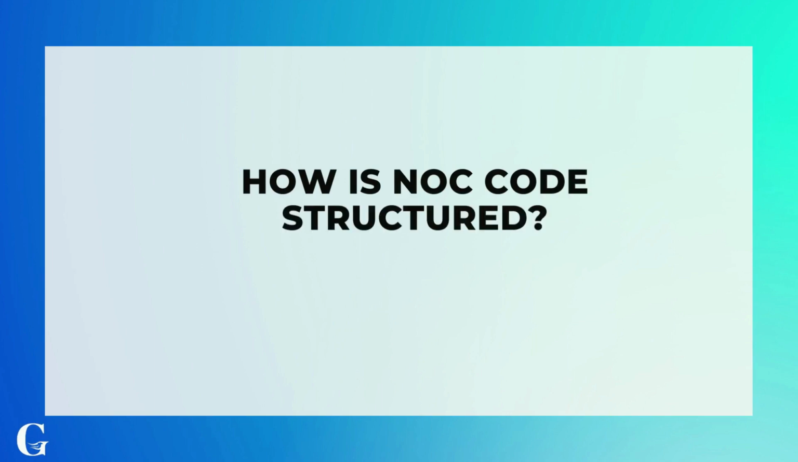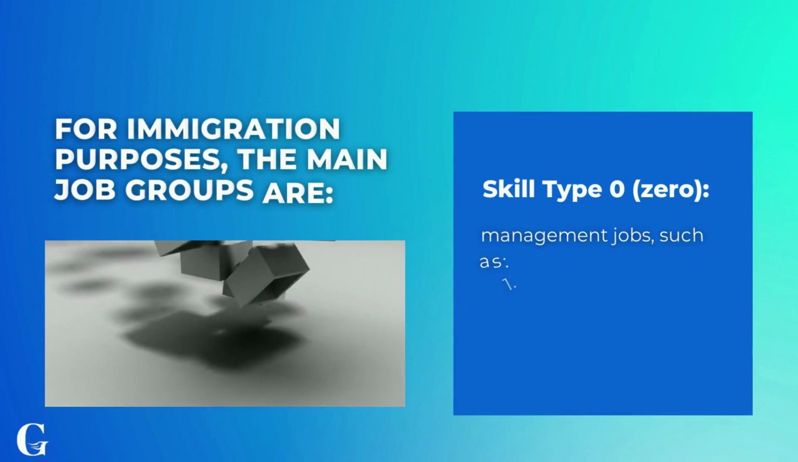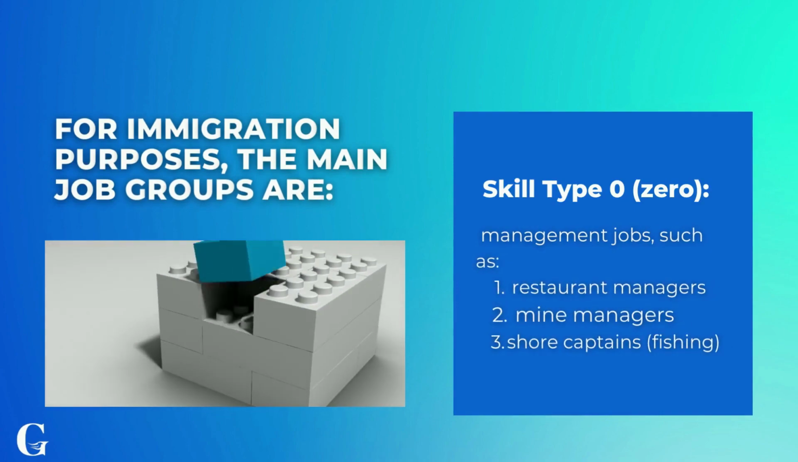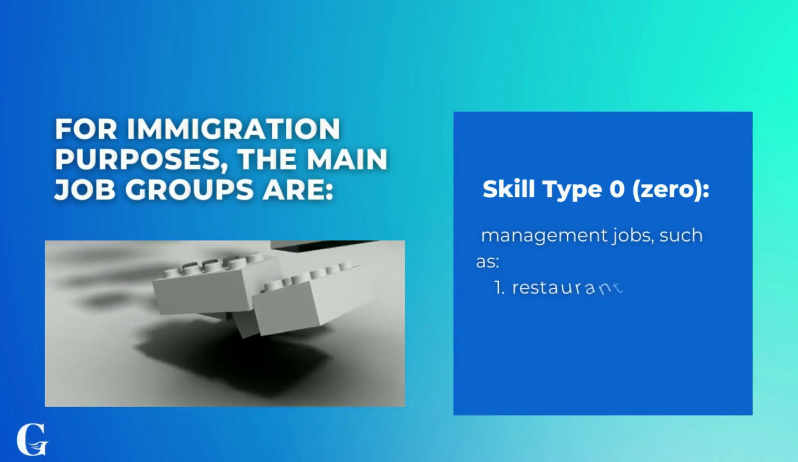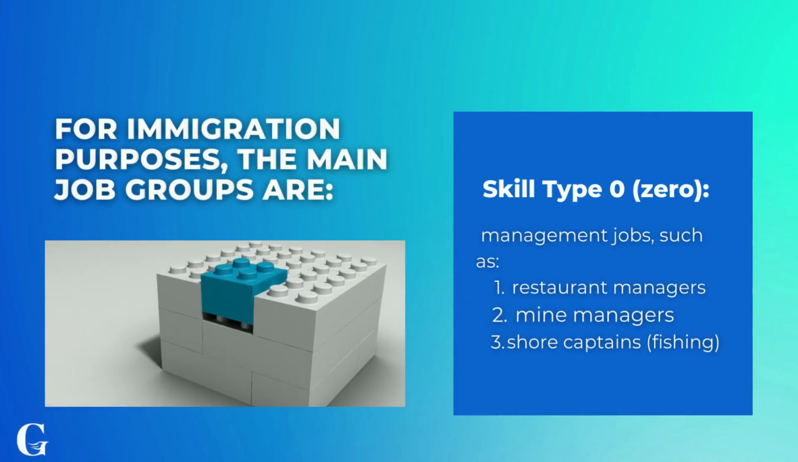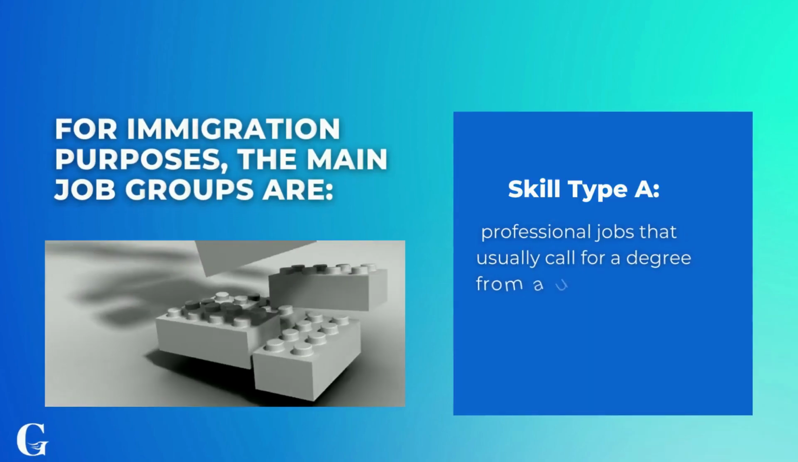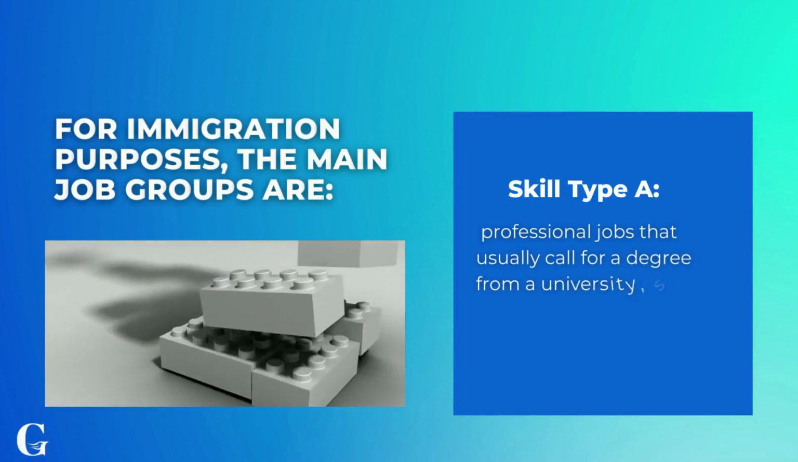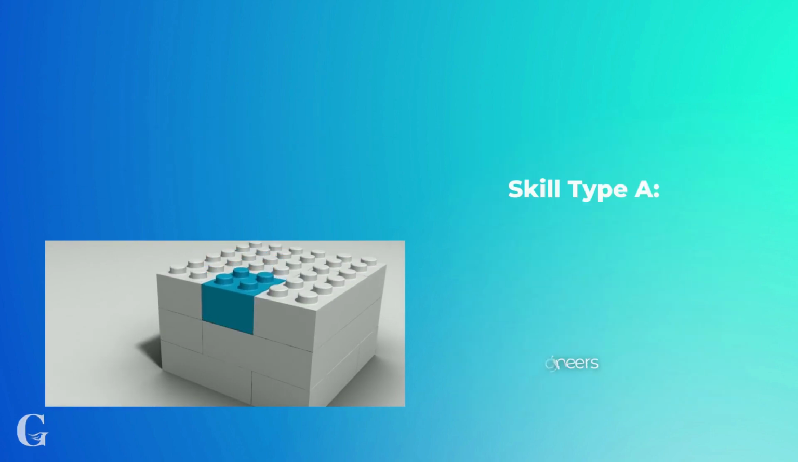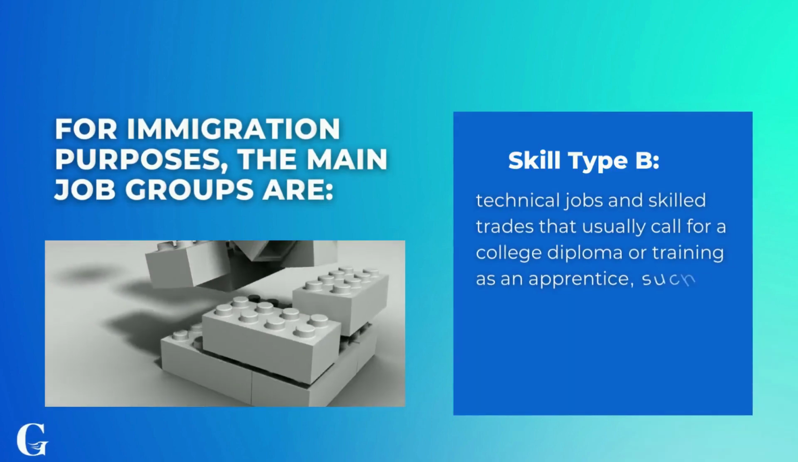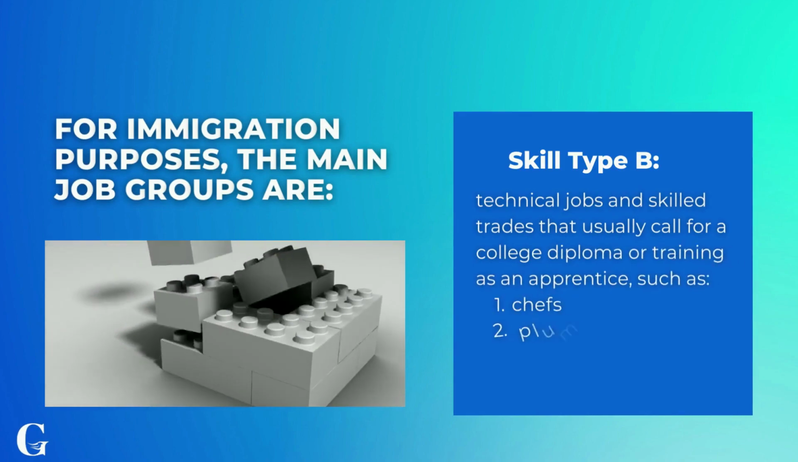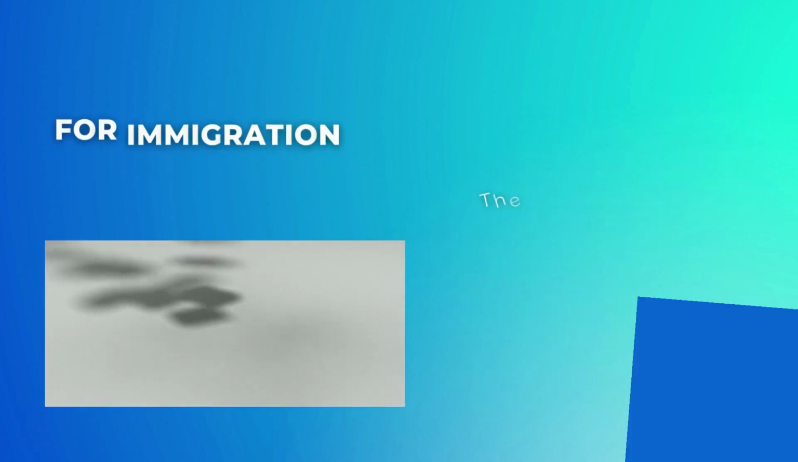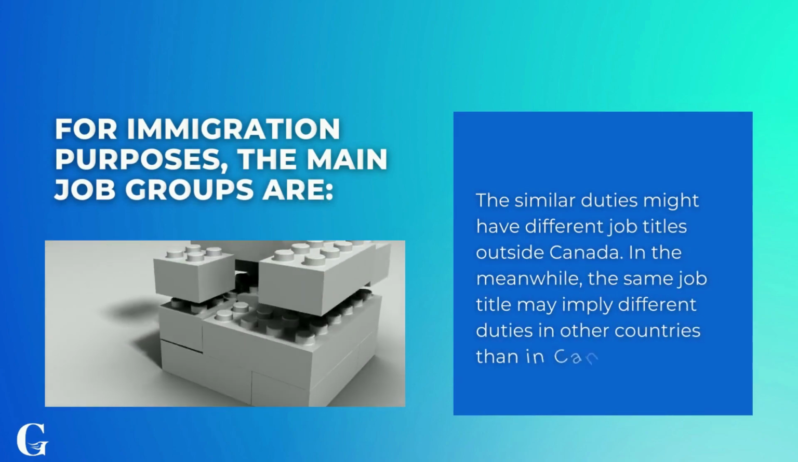How is the NOC code structured? Simply put, for immigration purposes, the main job groups are Skill Type 0, management jobs, such as restaurant managers, mine managers, shore captains, fishing. Skill Level A, professional jobs that usually call for a degree from a university, such as doctors, architects, engineers. Skill Level B, technical jobs and skilled trades that usually call for a college diploma or training as an apprentice, such as chefs, plumbers, electricians.